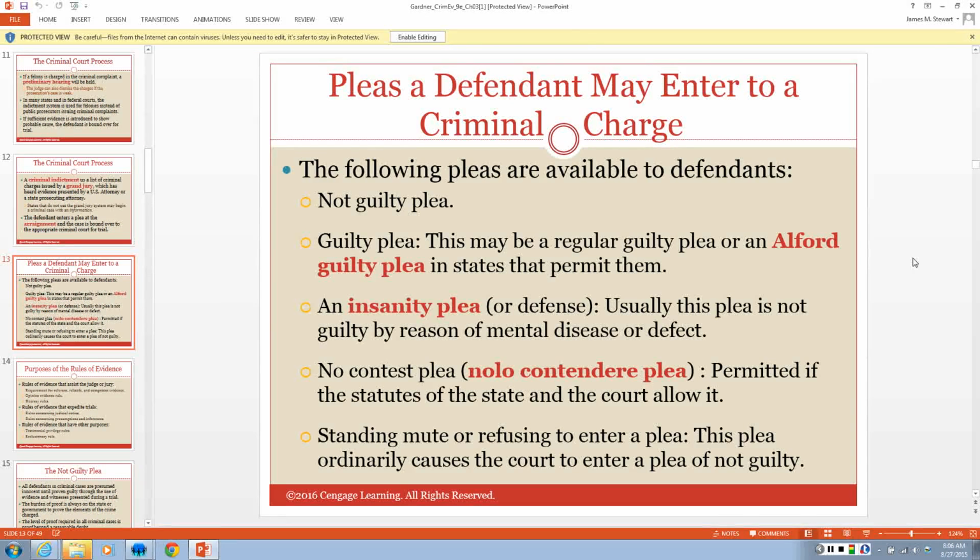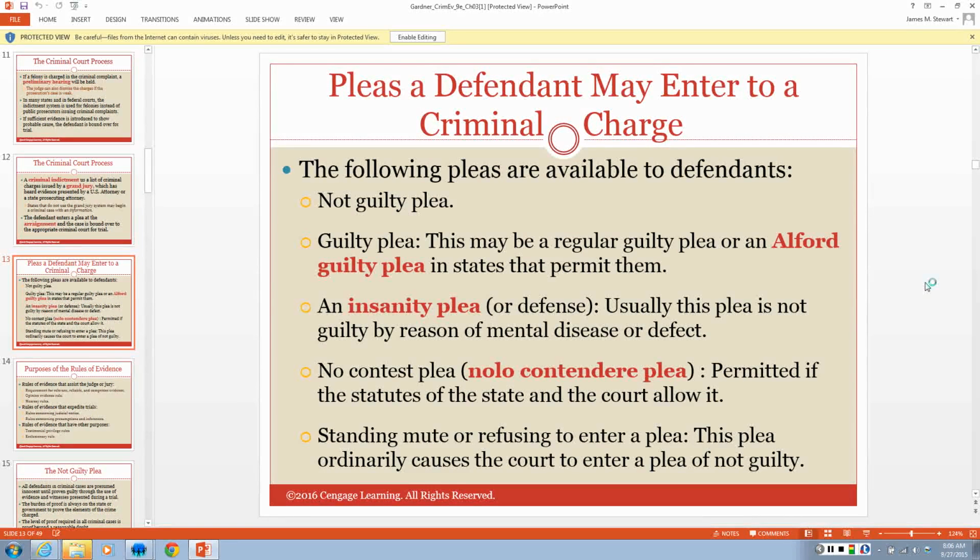Some people also plead a nolo contendere or no contest plea. And what that basically says is, I'm not admitting that I did this crime, but I think you have enough evidence to convict me of it. And it carries basically the same punishment as a guilty plea, but it's not actually admitting guilt. Not every state allows a no contest or a nolo contendere plea, but many of them do. And then the defendant could also stand mute and not say a word. Typically in these cases, the court will enter a plea of not guilty, and then we'll go through with a trial for that defendant.